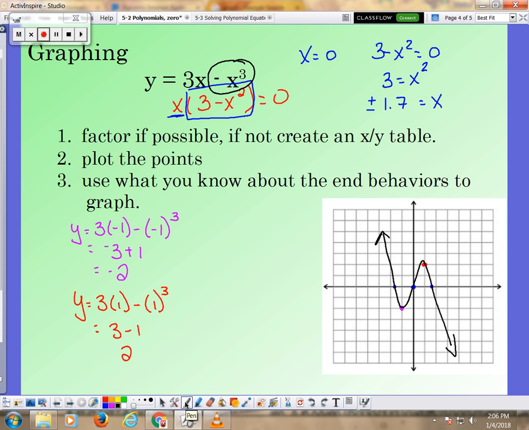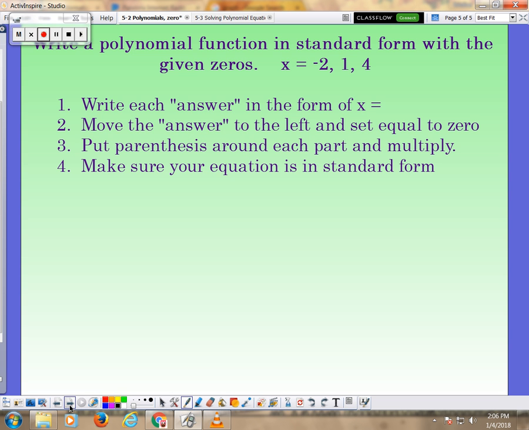Yeah. Okay. So you will have some that are already factored for you that you're going to have to do. You're going to have some that you're going to have to factor to graph. And last but not least, you're going to have some where I give you the factors and I want you to give me the equation. So this is the steps for you taking those zeros and making an equation for me.